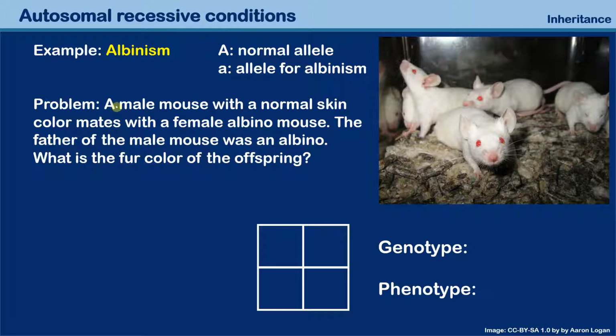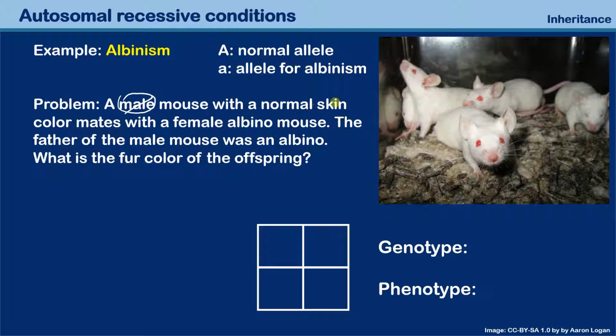So here is the problem. A male mouse with a normal skin color mates with a female albino mouse. The father of the male mouse was an albino. What is the fur color of the offspring? So the male mouse has a normal skin color, but this information is completely irrelevant right now because I know that albinism is autosomal, so we do not worry about whether it's a male or female mouse.